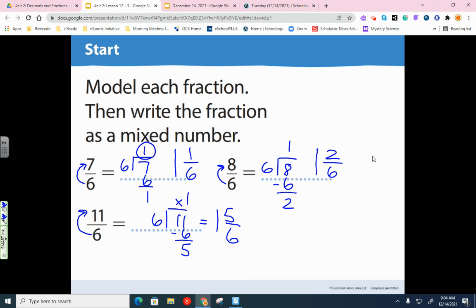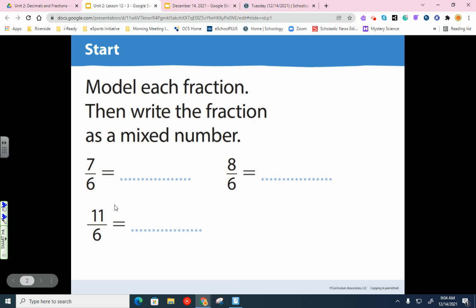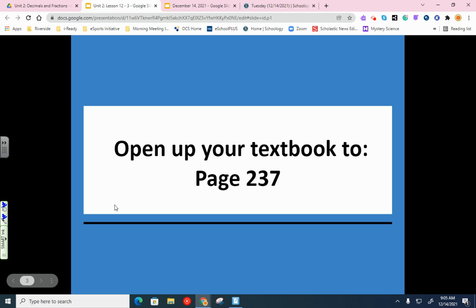Now, one thing I want to point out is you'll notice with improper fractions and mixed numbers, they all have the same denominators. So that's how you know for sure at least what your denominator number should be when you're doing these. So that's how interrelated they are. They still have the same denominator. Okay. This lesson starts on page 237. And we'll go through a few of these.